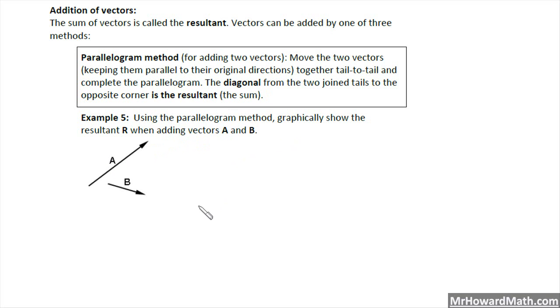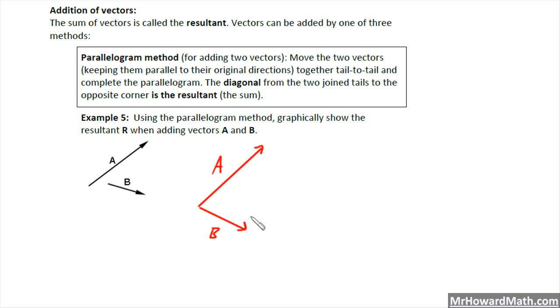So if we take vector A here, it looks about like this, and we put vector B with it, the tail of vector B to the tail of vector A. So obviously, I think you understand, but this would be the tail of each vector, and these would be the heads. So the direction it's heading is the head of the vector, and the other end is the tail.